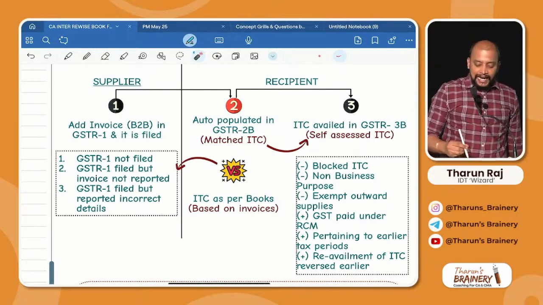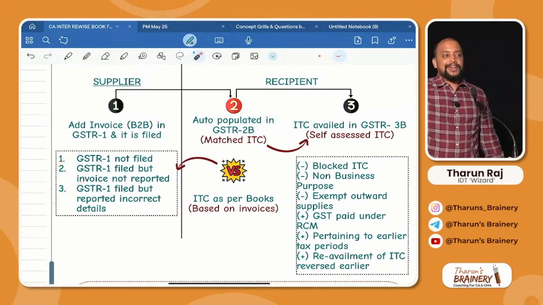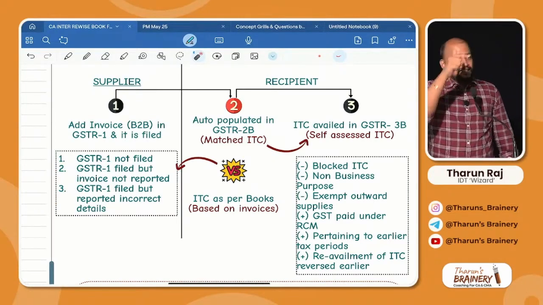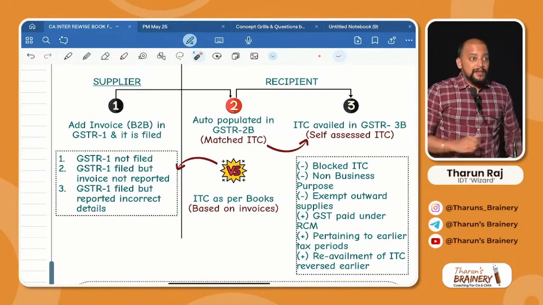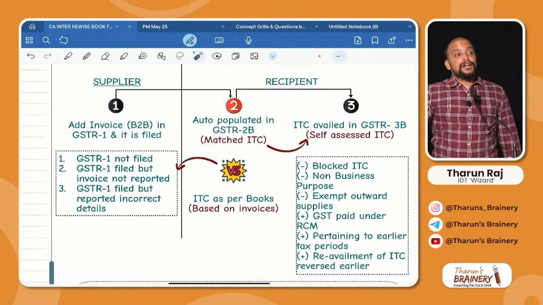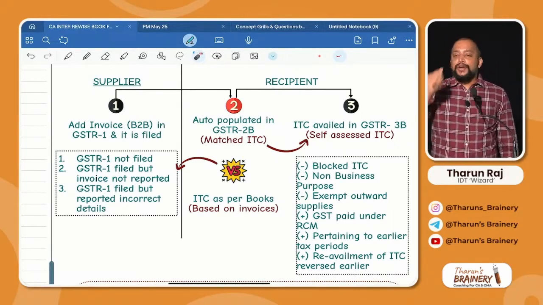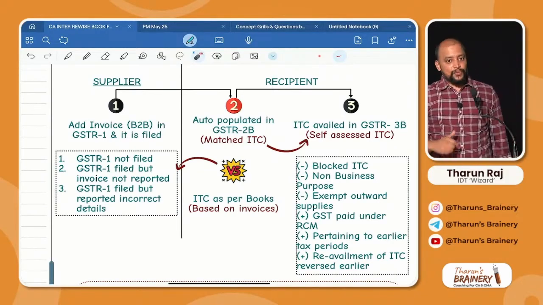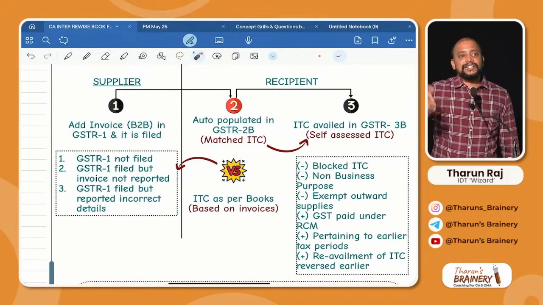Then second case, third case, what will you do? Again, you will ask the supplier to rectify his GSTR1. He filed, but he missed your invoice. He filed, he added your invoice, but he reported incorrect information. What will you ask him to do? You will ask him to rectify GSTR1. He will rectify at a later point of time.